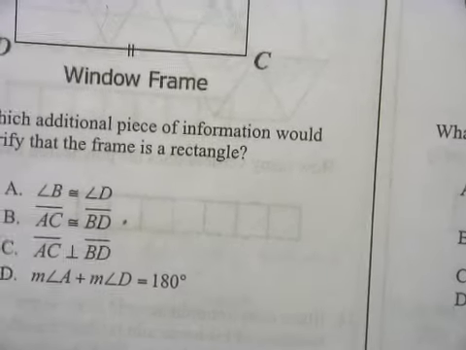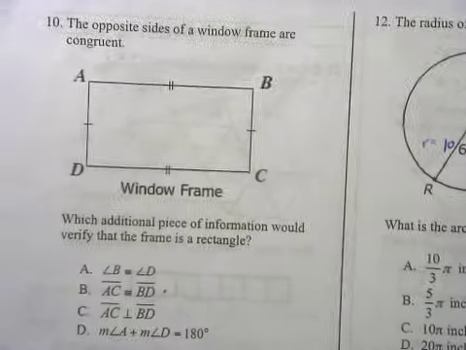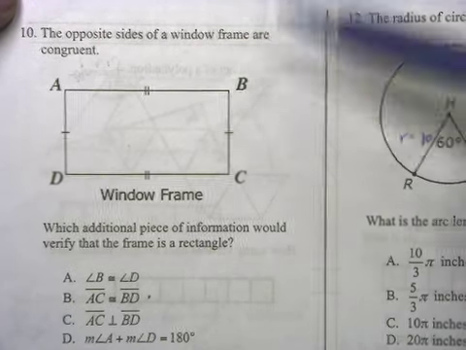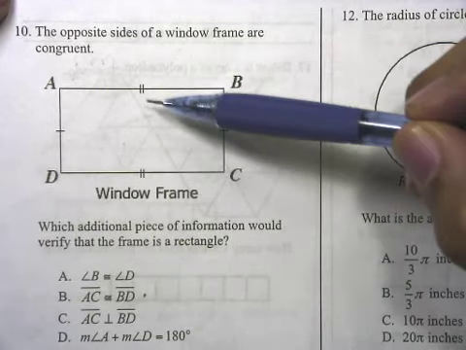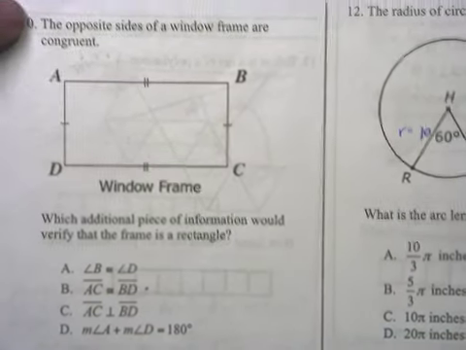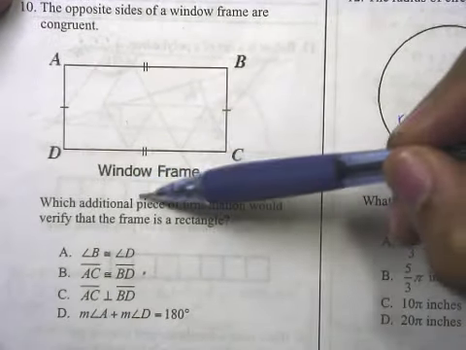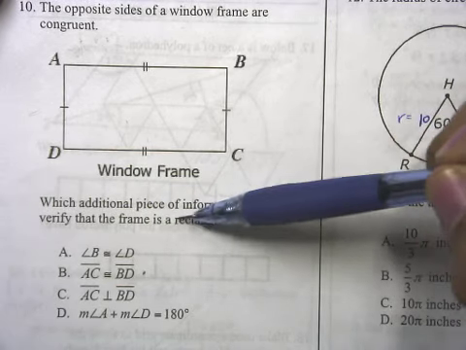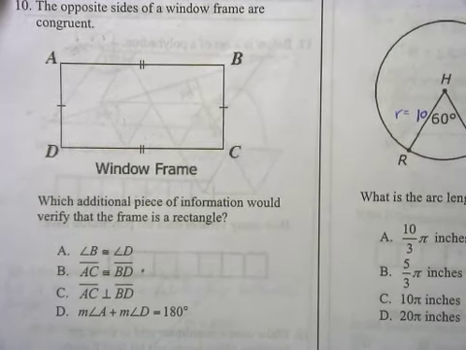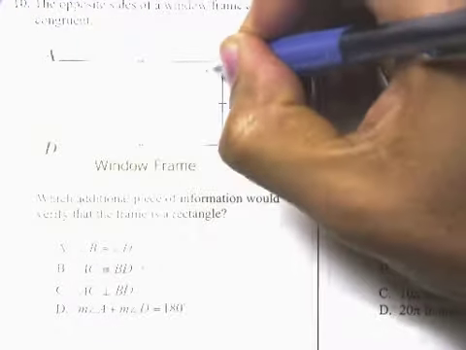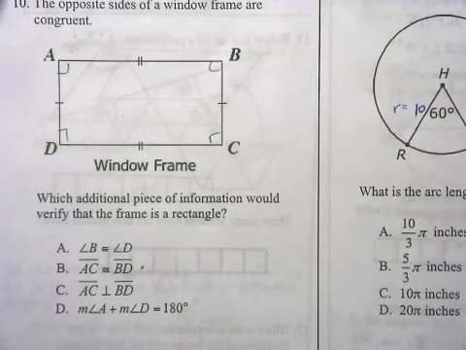Let's move on to question number 10. Question number 10 says, the opposite sides of a window frame are congruent. Okay, so here's a window frame. I know that these two sides are congruent, and I know that these two sides are congruent by the congruency dashes. They want to know what additional piece of information would verify, that means prove, that this is a rectangle, right? What piece of information would verify that this is a rectangle?